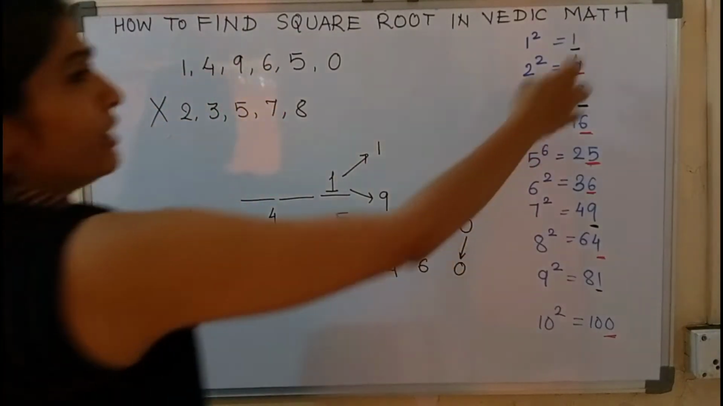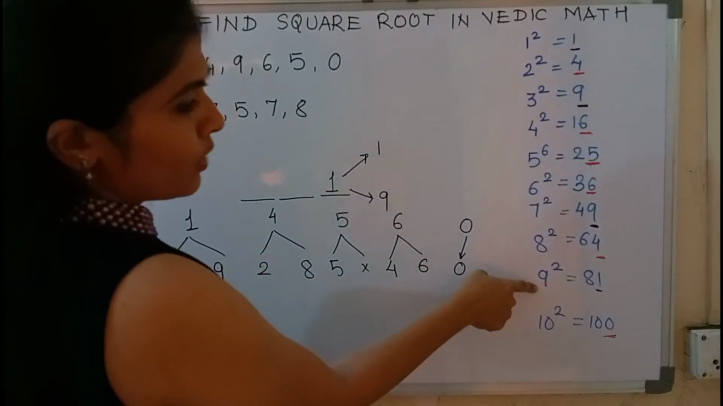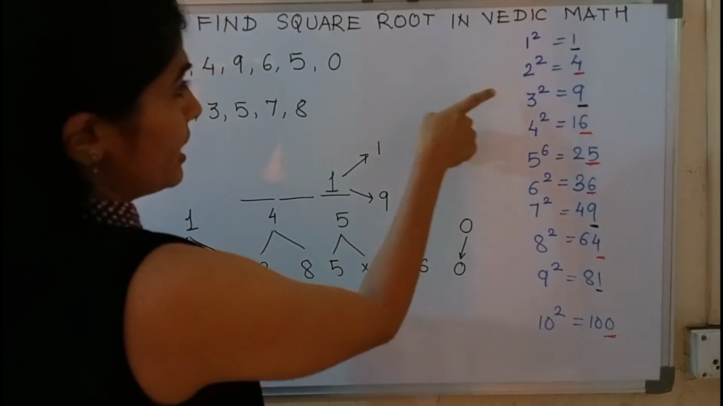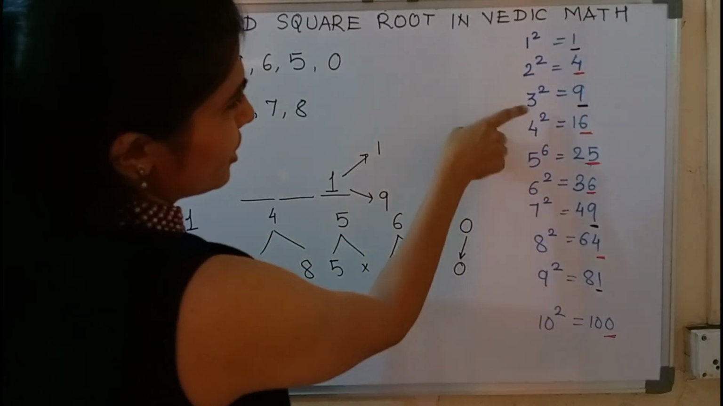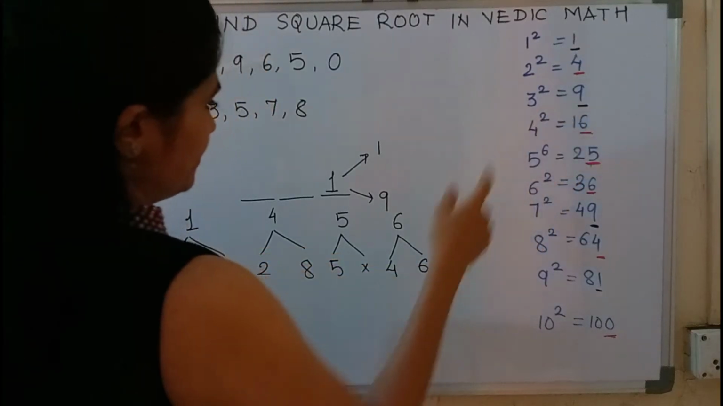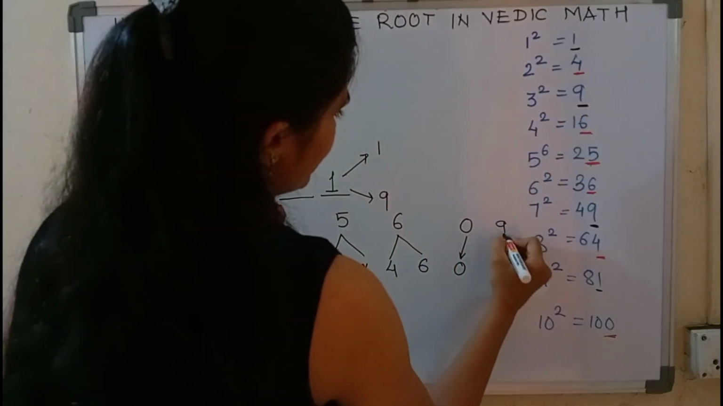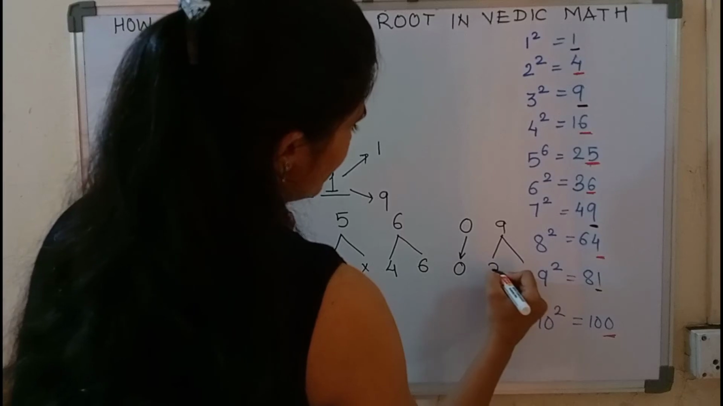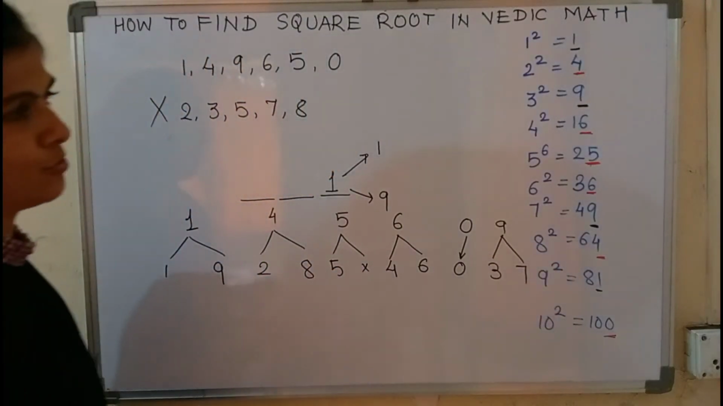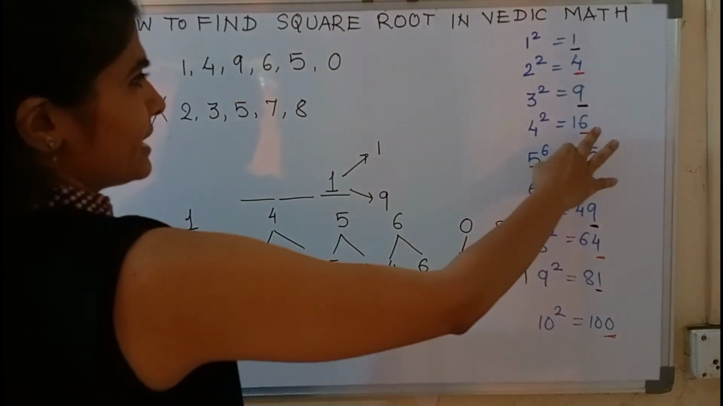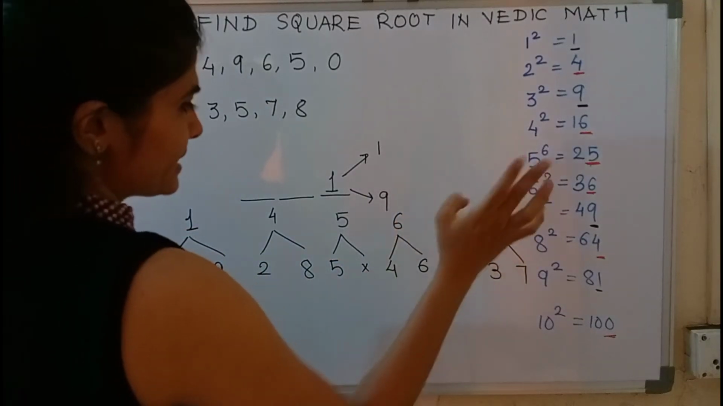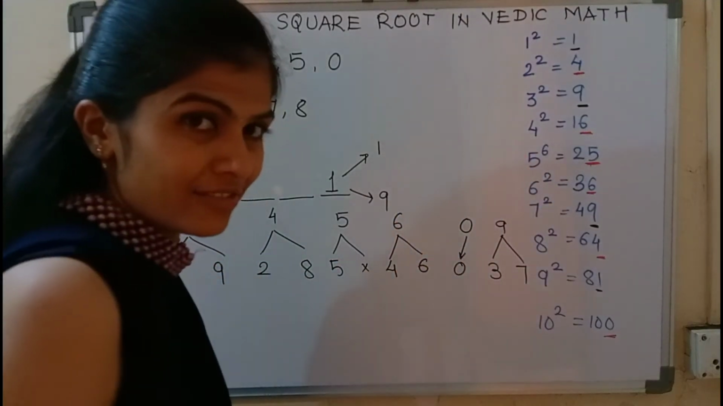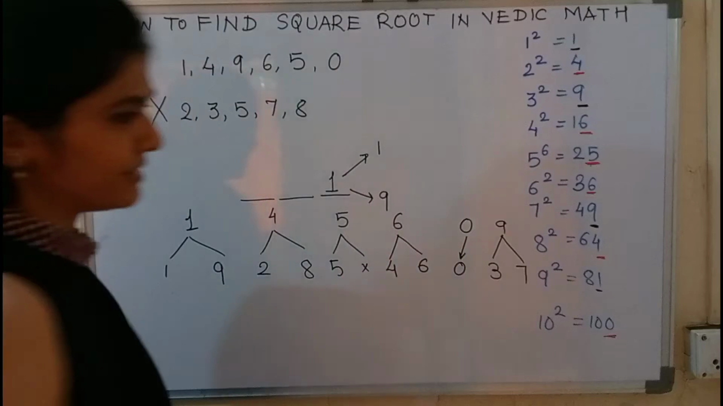You can see that. If it ends with 1, the square root could be either 1 or 9. If it's 4, then it could be 2 or 8. If it ends with 9, I didn't write it, let me write it. If it ends with 9, the square root must be either 3 or 7, okay? If it ends with 6, then it could be 4 or 6. And if it ends with 0, it must end with 0. And if it is 9, then 3 and 7.